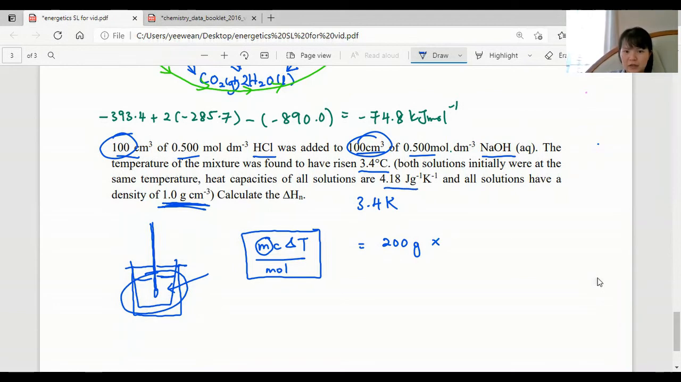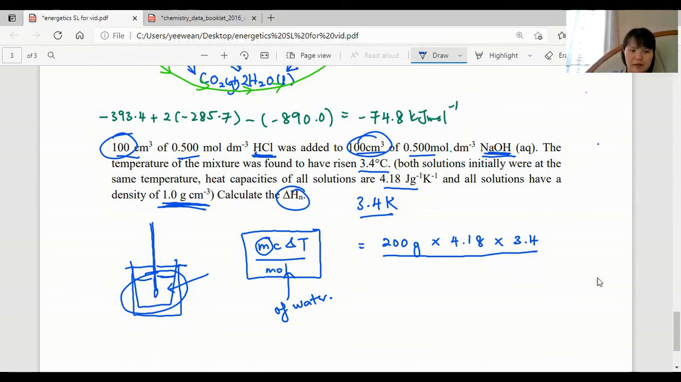C is given here. Usually you will just get the value from the data booklet. So just follow the one from your data booklet. And they already give the change here. So if they didn't give the change, you'll have to take the final minus the initial to know what's the change. Okay, to know the number of moles, this mole has to be the mole of water since we are calculating the enthalpy change of neutralization here. So not the acid, not the base, but the number of moles of water formed. I'm going to write the equation down here and calculate what's my mole of water.